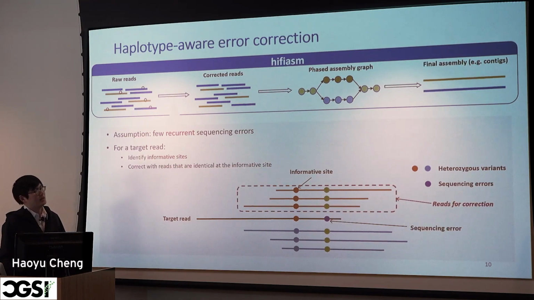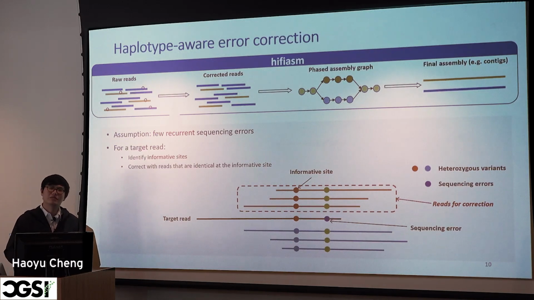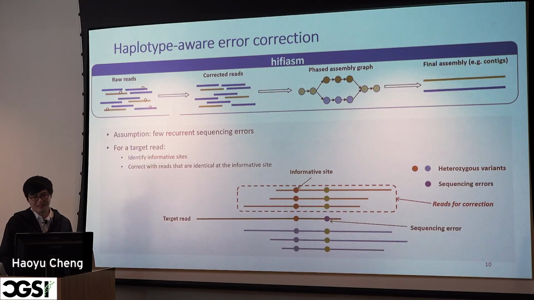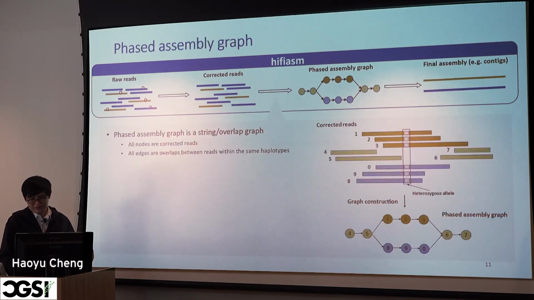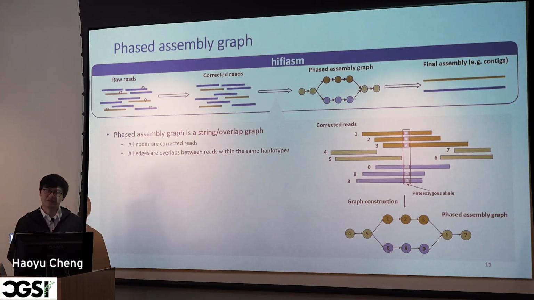After that, the algorithm will try to collect all the reads that are identical at the informative sites. This procedure is more like doing haplotype phasing during the error correction and only using the reads from the same haplotype for the correction. This definitely helps us avoid the overcorrection problem. But in practice, it introduces a lot of additional computational cost. So in these cases, we additionally use a SIMD-based bit vector algorithm to significantly reduce the running time.